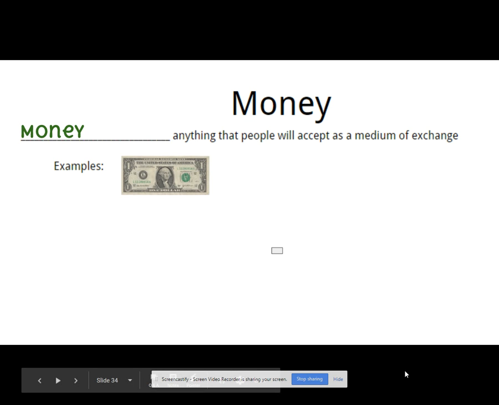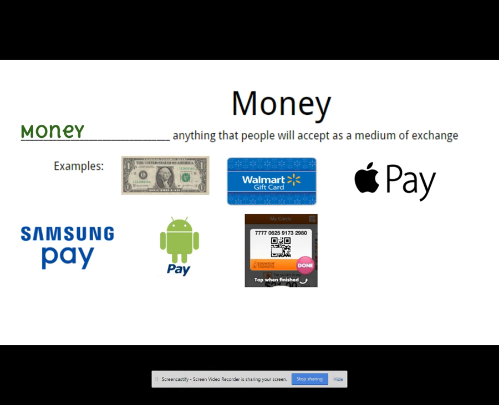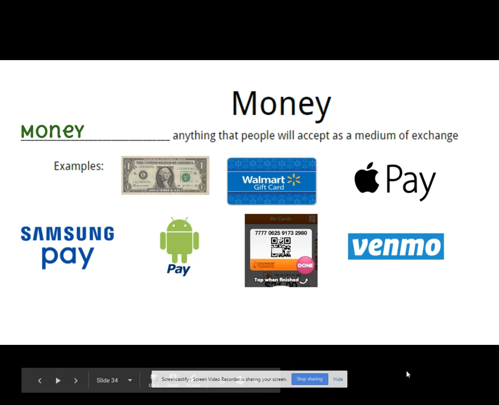So, that could literally be a dollar bill, it could be a Walmart gift card, it could be Apple Pay, Samsung Pay, Android Pay, the Dunkin' Donuts app, or Venmo, which is the younger version of PayPal. If you need to write down all of these, because I'm going to reference them later, so if you need to pause, please make sure you do that.